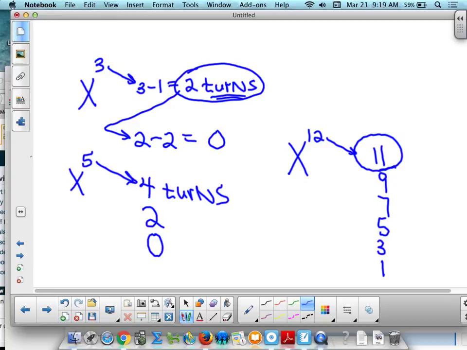Okay, now look at the bottom. State the number of turns that you see, and then tell me what degree it could be. Okay? I'll give you 10 seconds just to look.